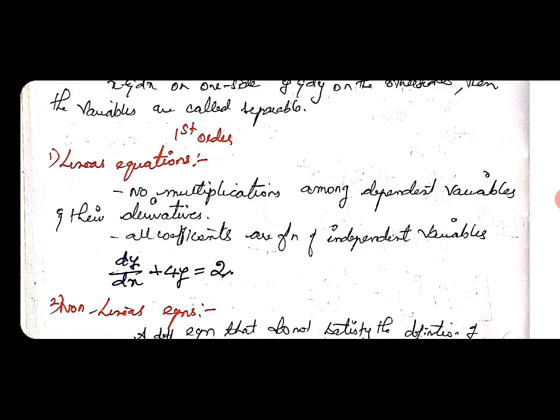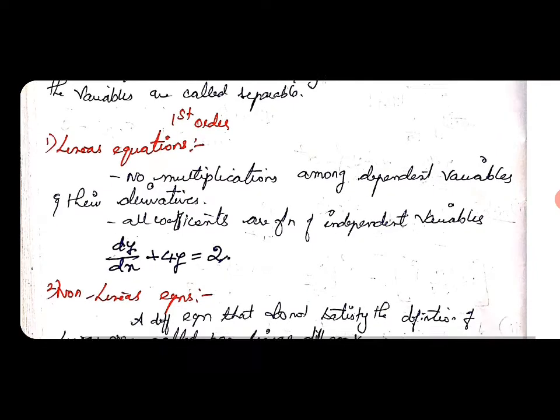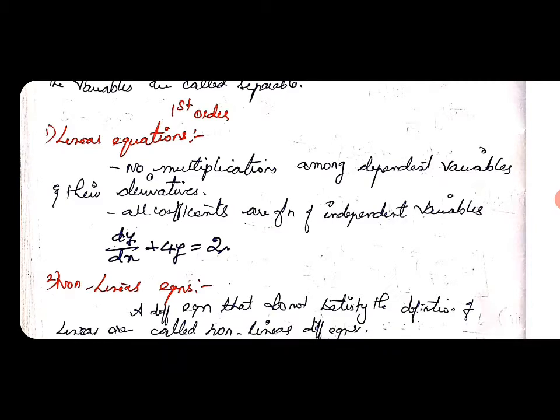For example, dy by dx plus 4y is equal to 2. This is a linear equation, because there is no multiplication performed among the different variables, and all the coefficients are functions of the independent variable.